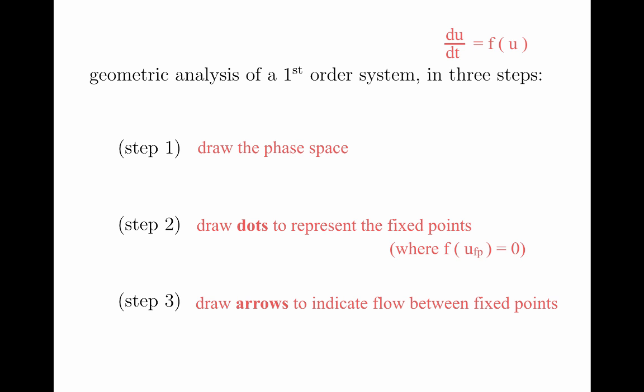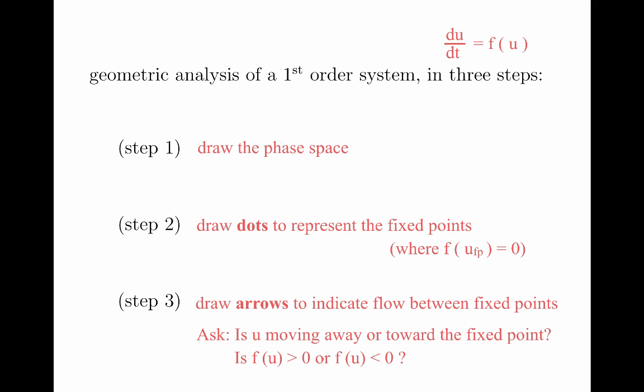And what does this mean, the flow between the fixed points? Well, we're going to ask a particular question. Is u, our variable, moving away from or towards each fixed point? And if we can answer that question, then we'll be able to draw the flow. We can phrase this in a more mathematical way. We can ask, is our function f greater than 0 or less than 0?